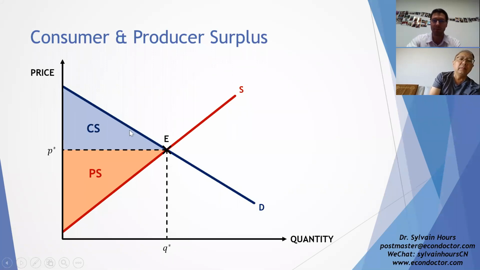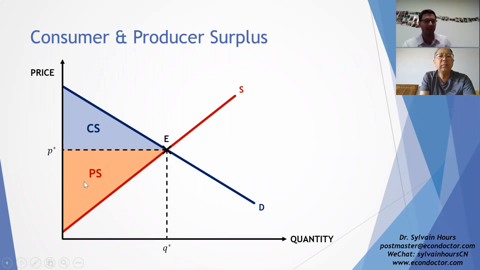Supply and demand. Remind them that the demand measures the maximum willingness to pay of buyers, and remind them that the supply curve represents the minimum willingness to accept of sellers, okay? So you should have a diagram like that. It should be easy for all of them.